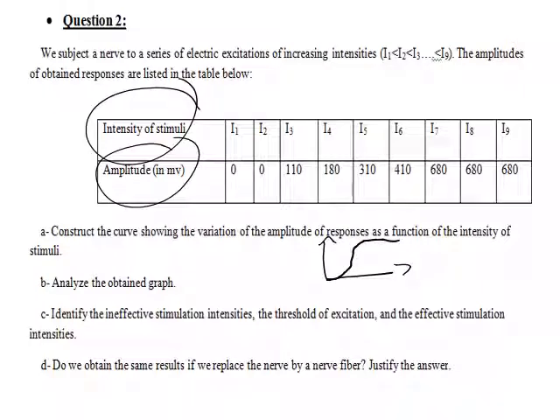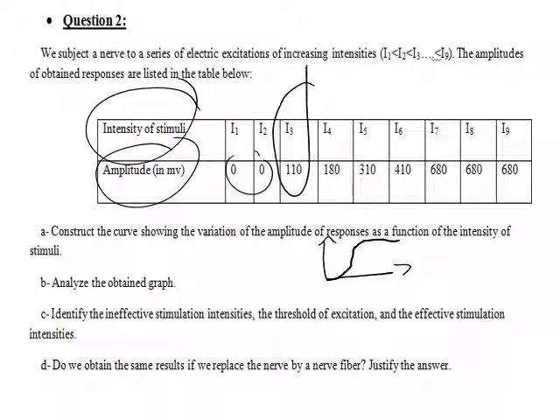Analyze the obtained graph. As we increase I1 and I2, there is no amplitude, there is no action potential. So I1 and I2 are classified as ineffective stimulation. The first one to have a response is I3, so it's classified as the threshold of excitation. First, you have to say, after applying stimulations of intensities I1 and I2 to the nerve, no action potential was recorded, it was 0 millivolt. Then the first action potential was recorded at I3 with an amplitude of 110 millivolts.